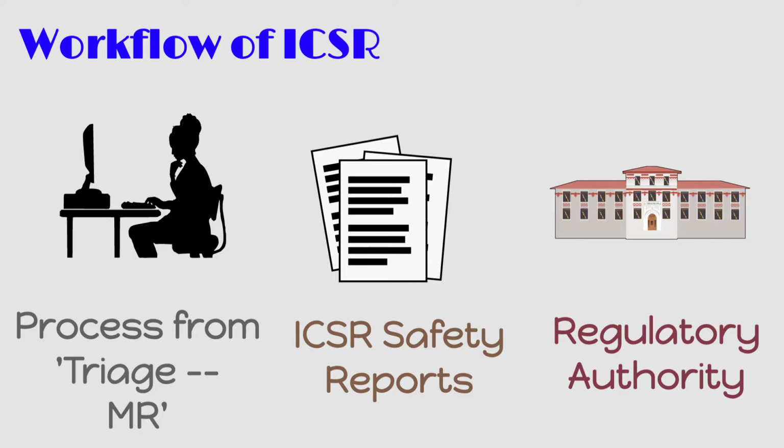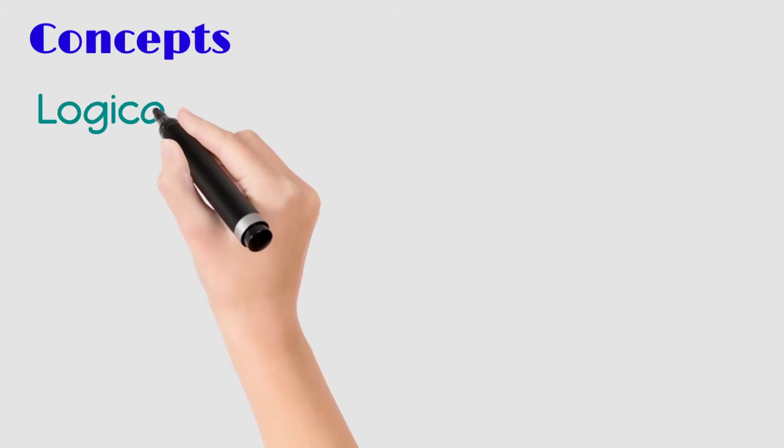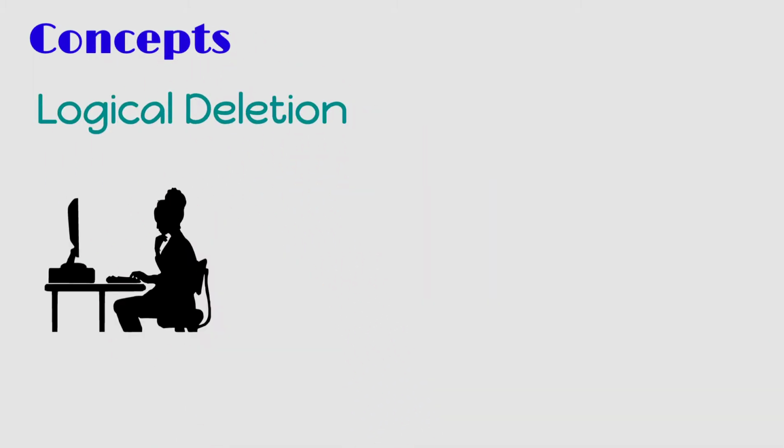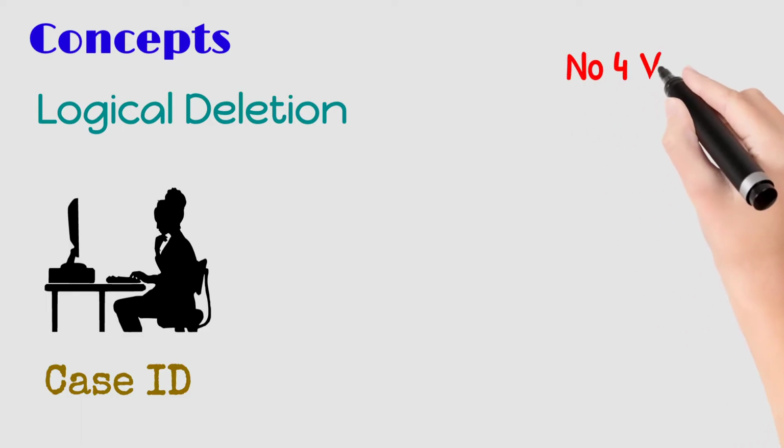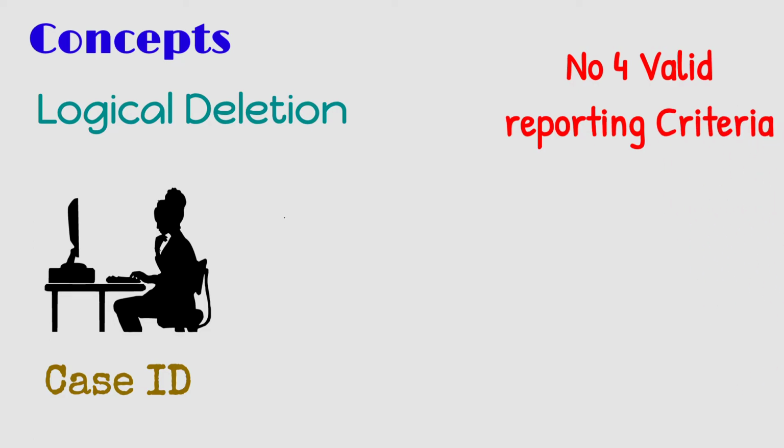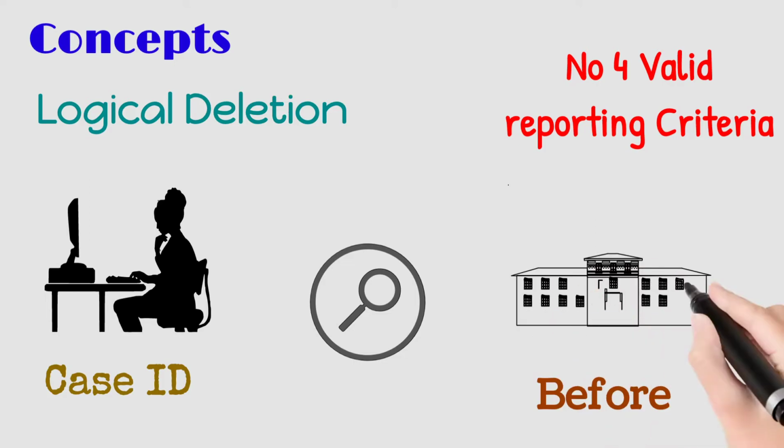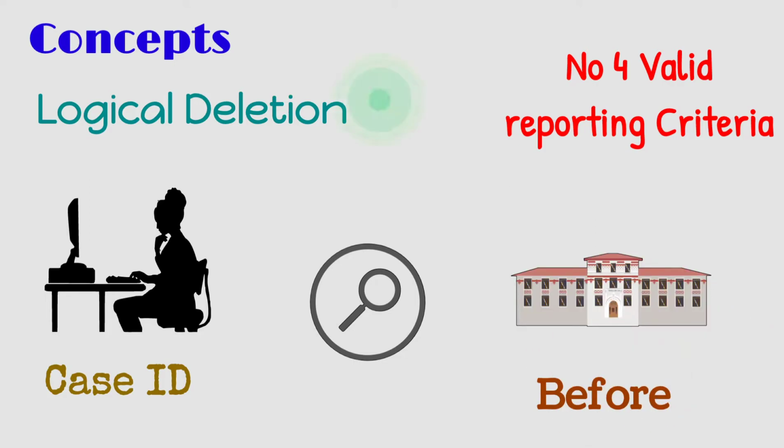Now let's discuss the concept of logical deletion. For example, you receive a safety report and you have performed triage of that report into the safety database. Once triage is done, the database will assign a unique serial number for each case, which we call the case ID. So after generation of the case ID in the safety database, you find out that the case you just booked does not have the 4 valid criteria in it. If you find out this issue before submission of the case to the regulatory authority, then we can logically delete the case from the safety database with proper reasoning. And that case ID is no longer available in the safety database.